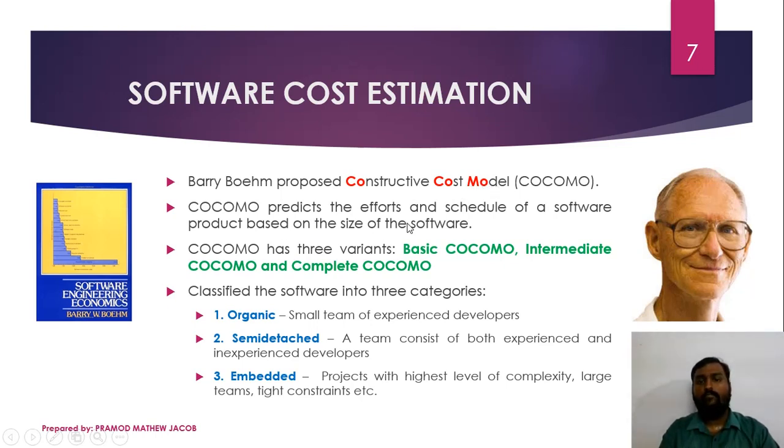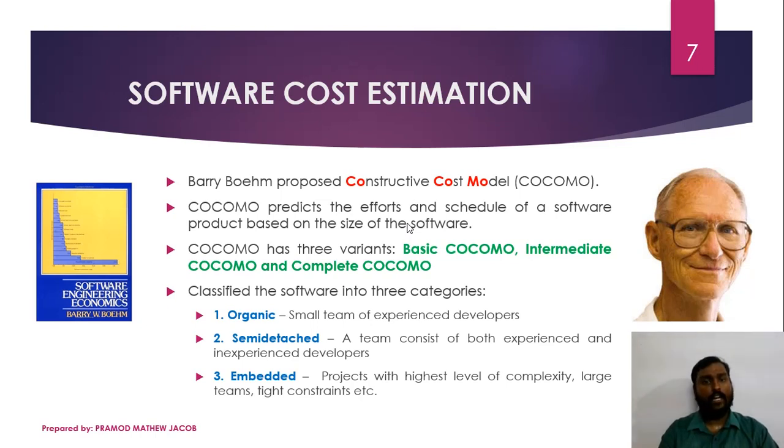COCOMO predicts the effort and schedule of a software product based on the size of the software. The size of the software is usually estimated in lines of code. For example, if there are 1000 lines of code, then we will convert it into 1 KLOC. KLOC means kilo lines of code. 1 KLOC is equivalent to 1000 lines of code. So usually we use KLOC as the basic size metric in the COCOMO model.